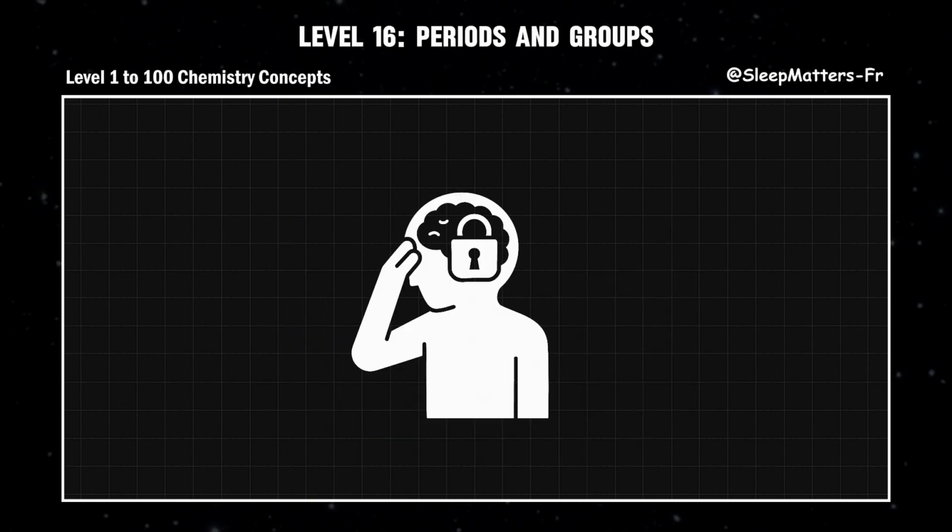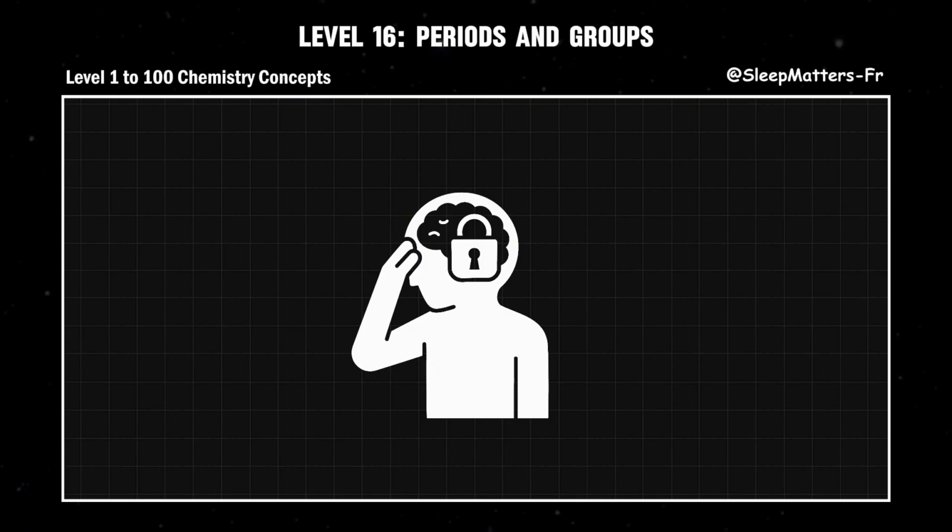Level 16. Periods and Groups. Periods and groups are the hidden code of the periodic table. A period is a row, and a group is a column. But they are not just rows and columns. They are a map that shows how elements are connected.